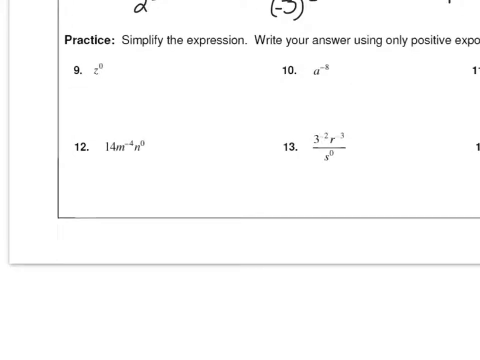All right, so now let's look at it with just dealing with letters as well. Letters are the same as numbers when we're dealing with exponents. So z to the 0th power equals 1. And then on number 10, we're going to draw our line. We've got to put the a to the 8th power on the bottom and a 1 on the top.